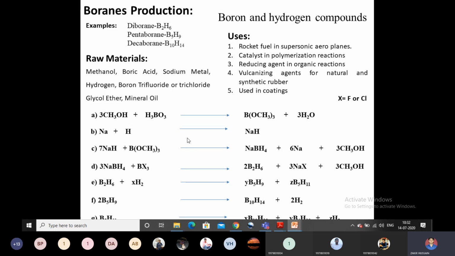Then, where are these boranes used? Similar to hydrazine, which is also used as a high energy chemical in rocket propellant systems, the boranes are also used in rocket propellant systems. These boranes are especially used in supersonic aeroplanes.